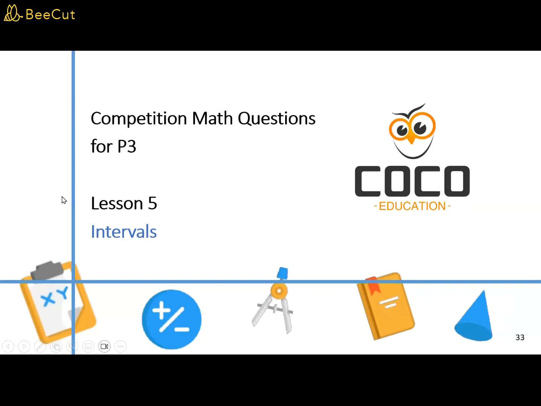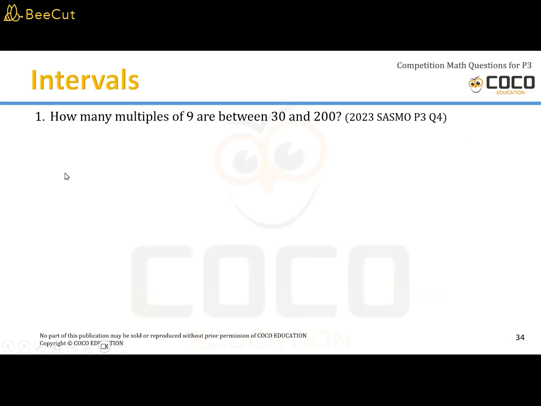Hello, today we talk about intervals. How many multiples of 9 between 30 and 200? We will do the question in this way. What is the first multiple of 9 between 30 and 200? So it's easy to find, it is 36.